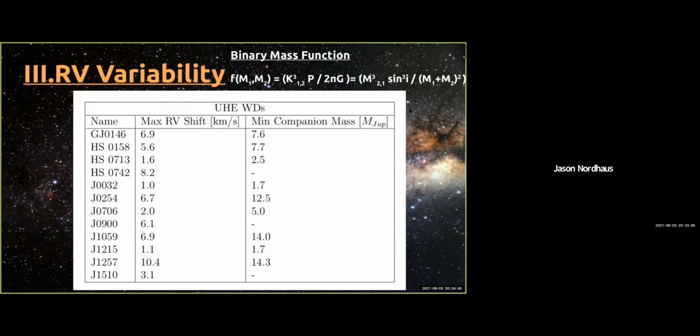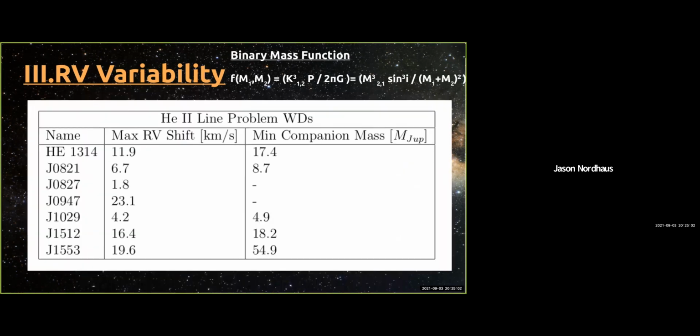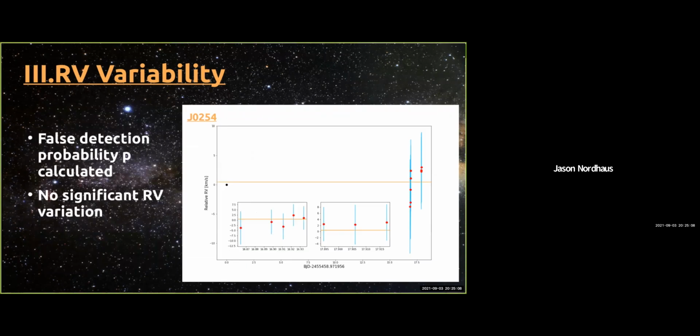For this, I assumed a typical white dwarf mass of 0.6 solar mass, an inclination angle of 90 degrees, the radial velocity amplitude as the maximum RV shift, and the photometric period as the period. And as you can see, for both kinds of objects, the minimum companion masses are substellar.